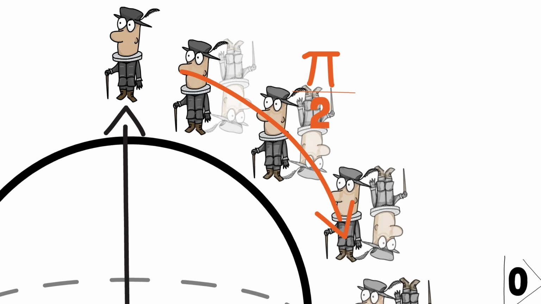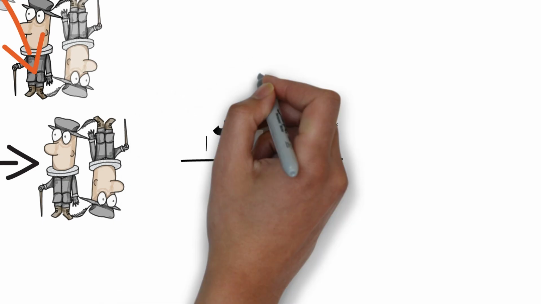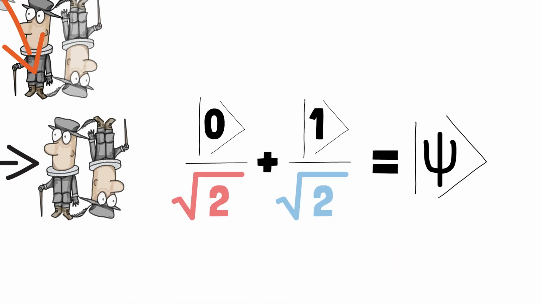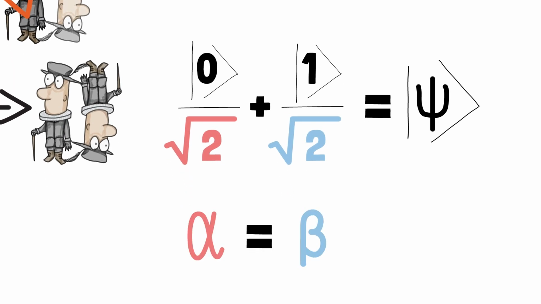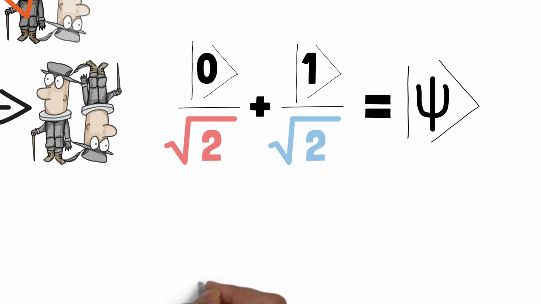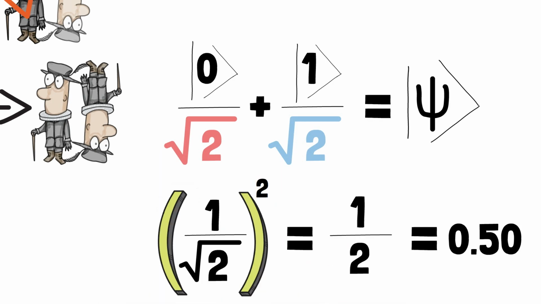And now, we can see why the equal superposition state is written like this. If we split the state up into its building blocks, we have the following. And each state has an amplitude of 1 over root 2. They have an equal amplitude where alpha is equal to beta. This means that alpha squared is equal to beta squared, which we can rewrite as 1 over root 2 squared is equal to 0.5.